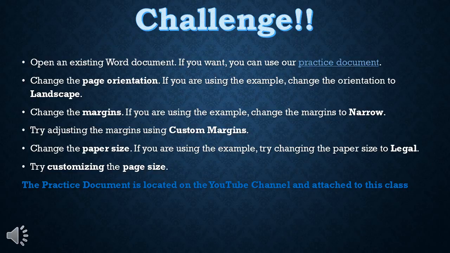Now you can change the page orientation. If you're using the practice document, change the orientation to landscape. You should be, as default, in portrait right now. Change the margins. If you're using the example, change the margins to narrow. Try adjusting the margins using the custom margins. You can change the paper size. If you're using the example, try changing the paper size to legal. Try customizing the page size. There's different things you can do here, and that's all involved with the page layout.